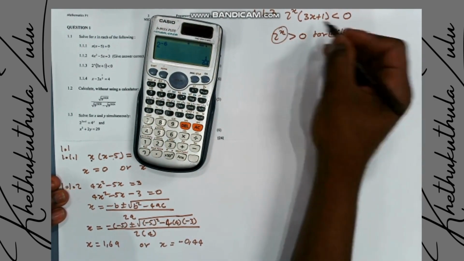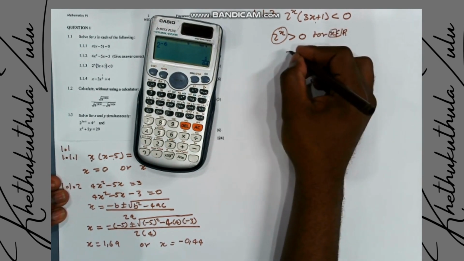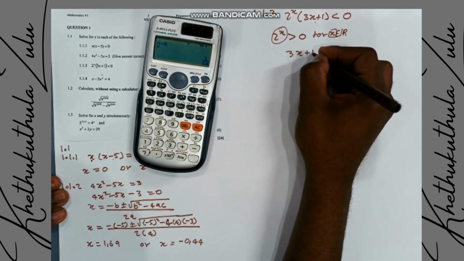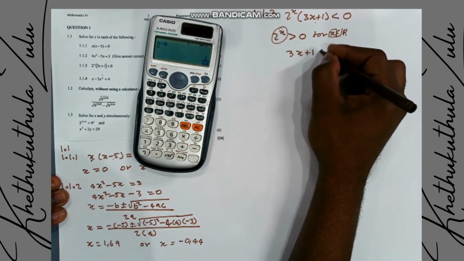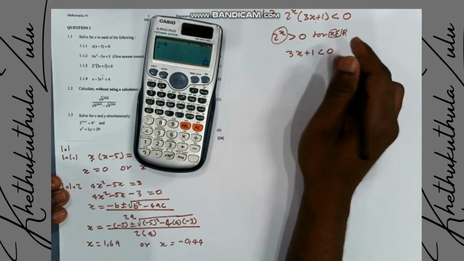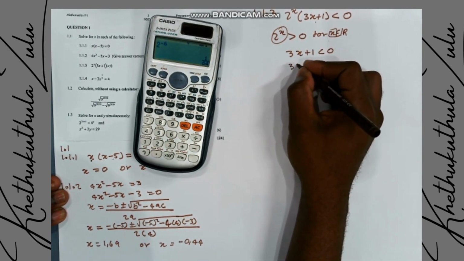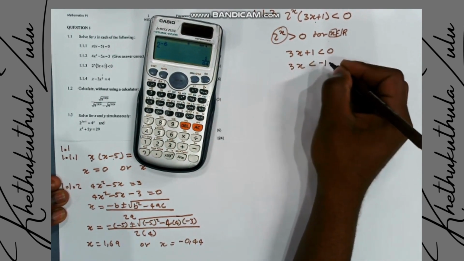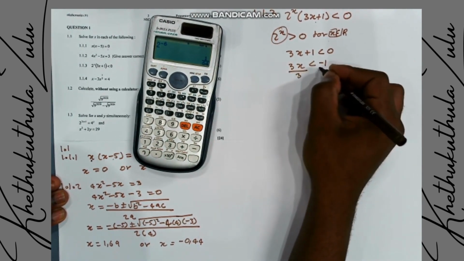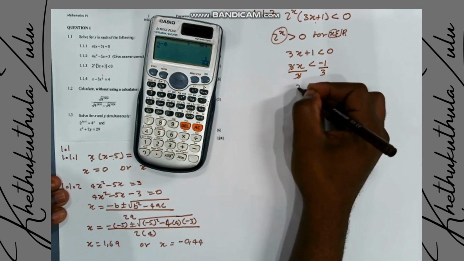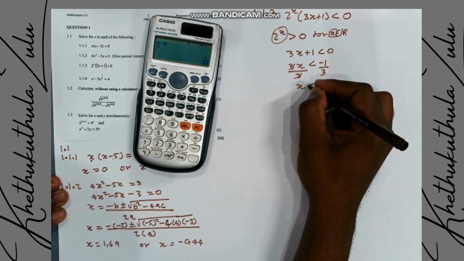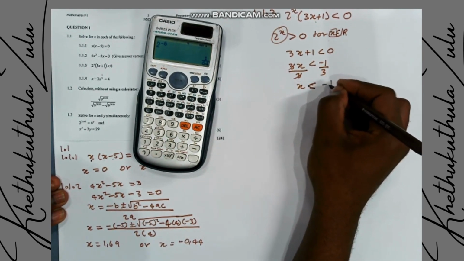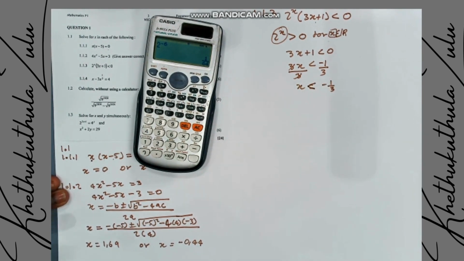Than 0. Then let's come to this one now, where 3x + 1 is less than 0. Then you take this one to the other side, where it's 3x less than minus 1. Then you divide by 3, you just divide by 3. Then x will be less than what? Negative 1 over 3. Then you are done with this one.